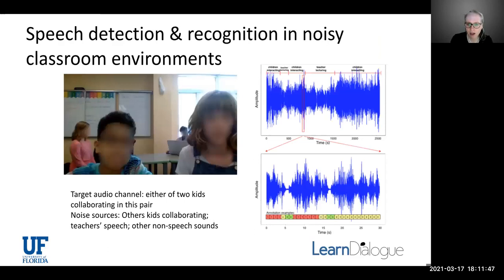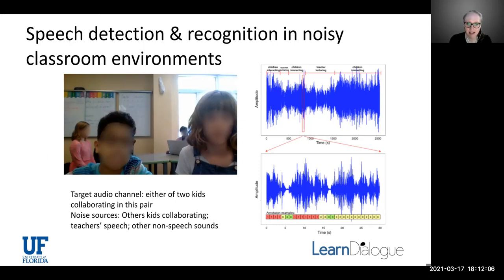So our target audio channel that we're trying to recognize to let our system do its work is either of the two kids that are collaborating in this pair, the target pair. But there's a lot of noise sources because other kids are collaborating just a few feet away. The teacher might be speaking, and there are other non-speech sounds.